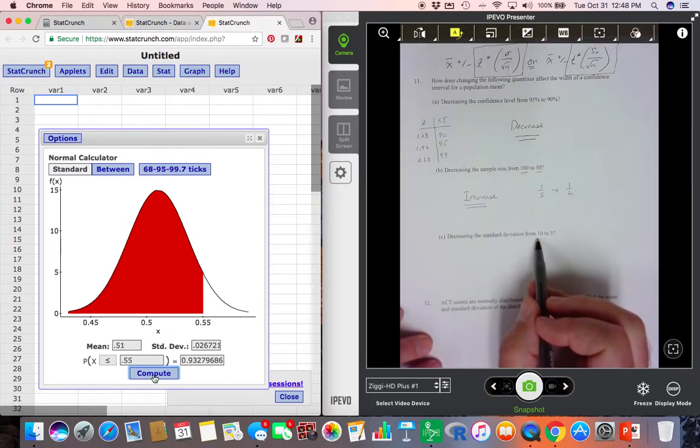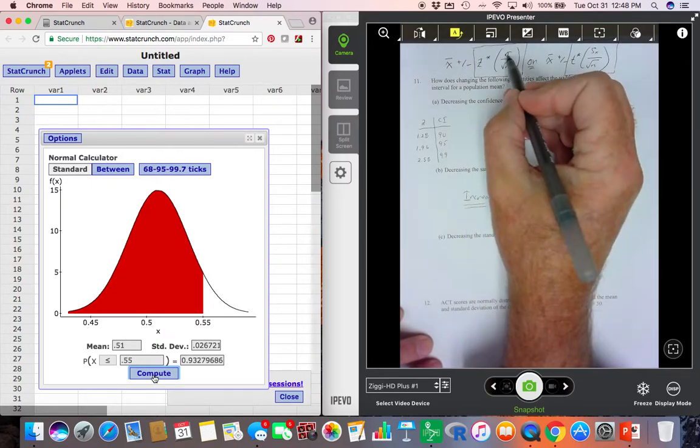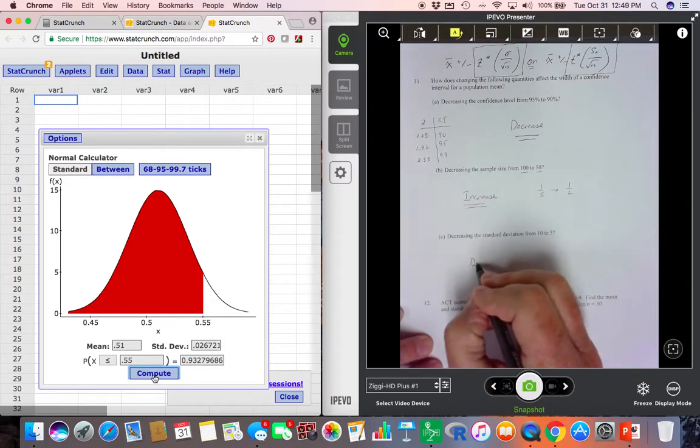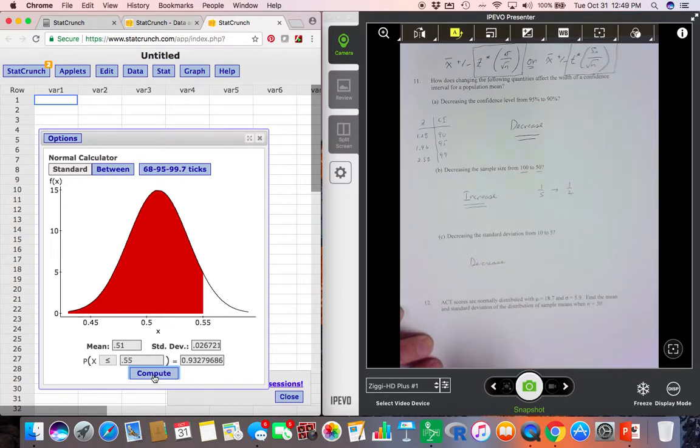Decreasing the standard deviation from 10 to 5. If I take this as a 10 and move it to a 5, I decrease this value. Hence, I'm going to decrease the margin of error, the width of the confidence interval. And the width is just the margin of error.